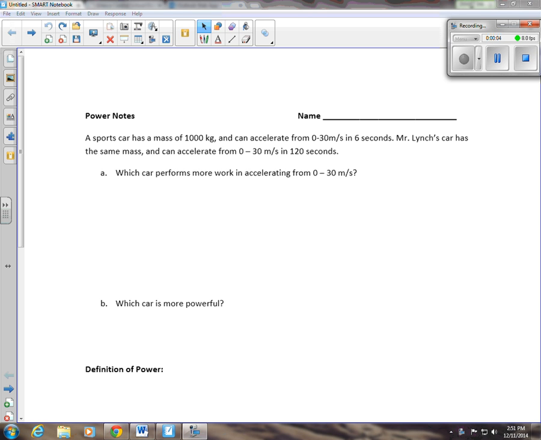Take some notes about the concept of power. I'm going to start out with an example. We've got a sports car with mass 1,000 kilograms that can accelerate from 0 to 30 in 6 seconds. Mr. Lynch's car at the same mass can do the same acceleration, but it's going to take 120 seconds. So which car performs more work in accelerating from 0 to 30?